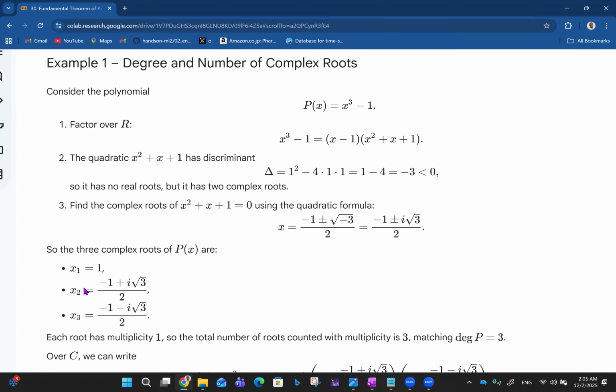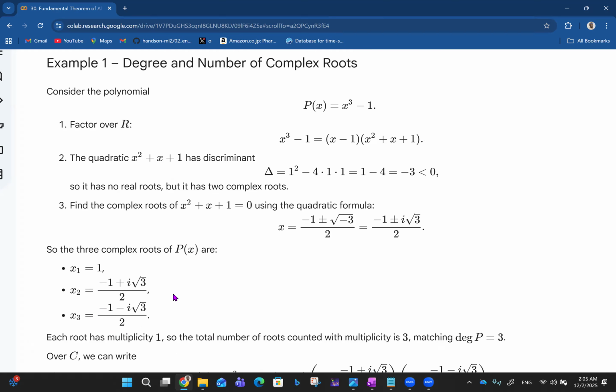And from here now, these ones are always in conjugate pairs. We have minus 1 plus i root 3 over 2 and minus 1 minus i root 3 over 2. So each root has multiplicity 1. So the total number of roots counted with multiplicity is 3, which matches the degree. This is a polynomial of degree 3, and we have 1 real root and 2 complex roots.